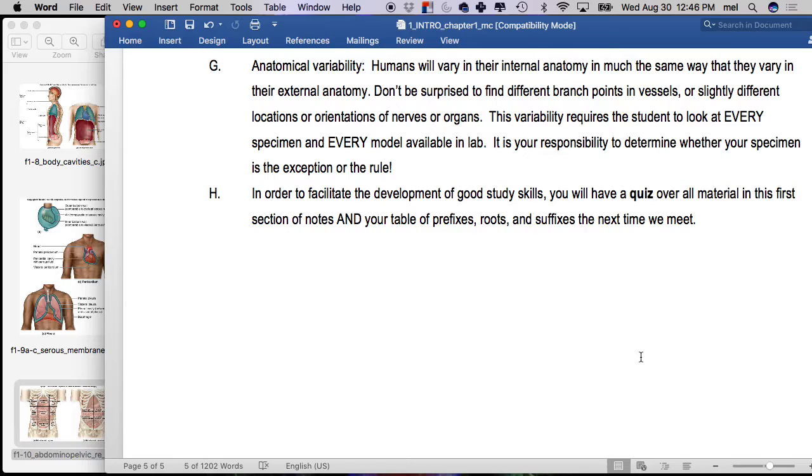So next time I see you, you guys are going to have a quiz over this set of notes plus prefixes, roots, and suffixes, okay? And it's going to be the beginning of class next time, but I'm not letting you go 4 minutes early, 4 precious minutes. So we will briefly start on histology now.